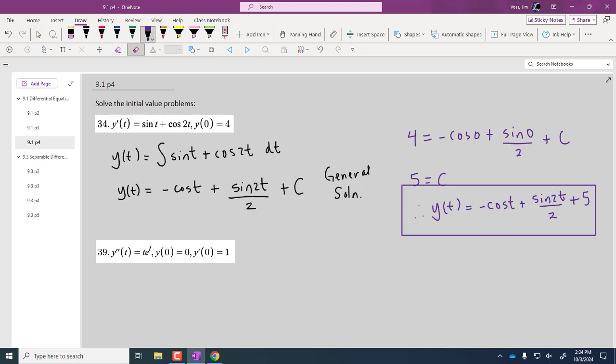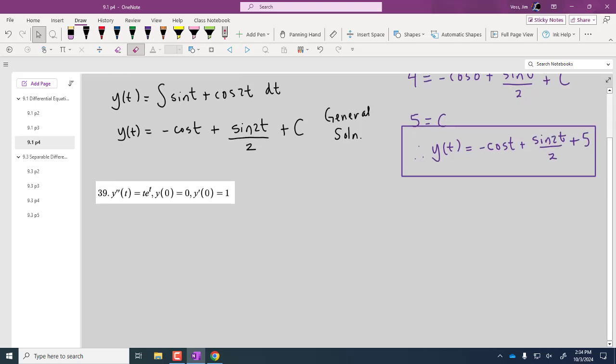Make sense? So that is our general solution over here. Plug in the initial value, and now we have a particular solution. So particular is when we figure out the c value and we get one solution instead of a bunch.